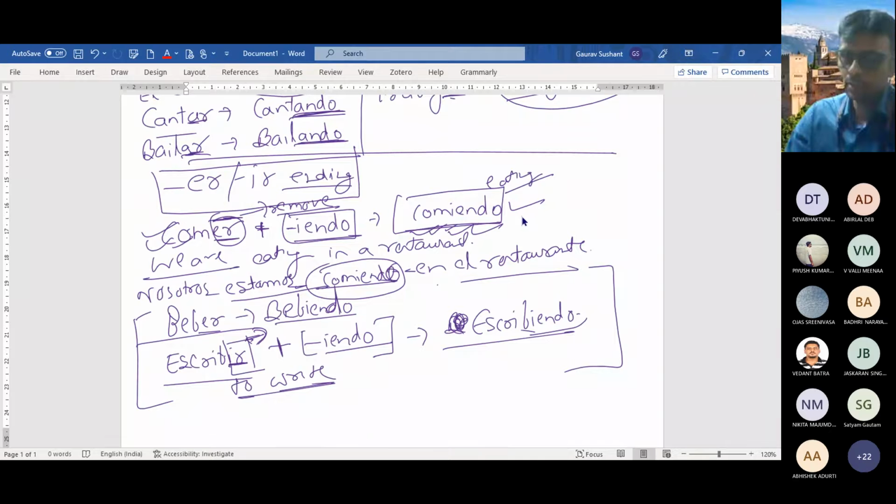I hope the basic idea is clear now. Let us do an exercise, which is exactly on the pattern of this explanation which I have given to you all. Let us see.